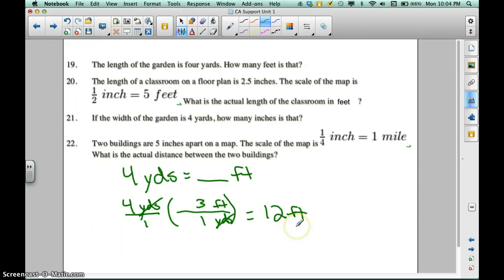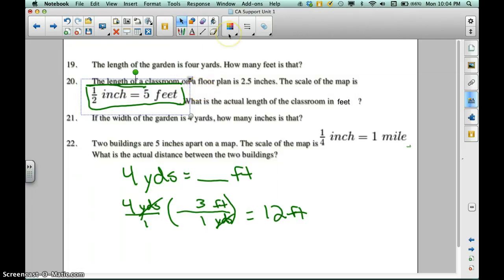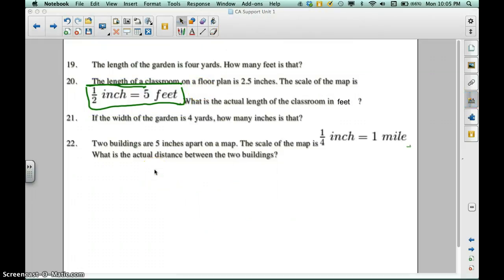I'd like you to pause the video and try number 20 on your own. Just to get you started, they're giving you a scale to use. That is your conversion. You're to use that to make your unit fraction. All right, you should have number 20 with you in your notes to bring to class. We'll check that one together.